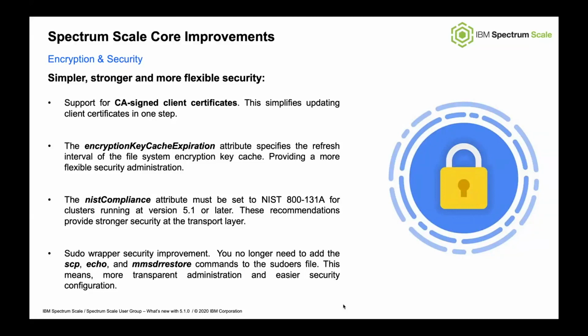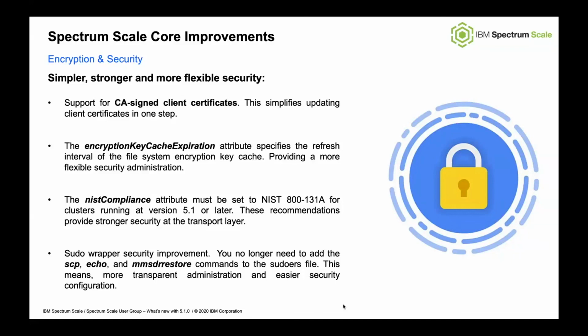The other thing is sudo wrappers, trying to be more conscious about all the commands you had to add in the sudo files. So think about, do I really need this as a sudo command, or can the Spectrum Scale command do that from the get-go? Why do you have to have a separate command to do that? So it's simplifying this in the security aspect of Spectrum Scale.